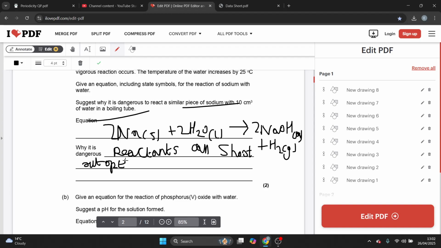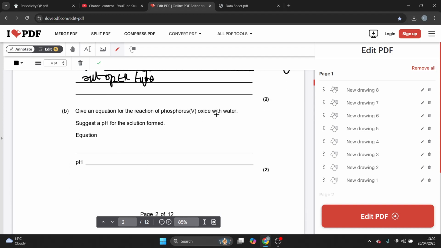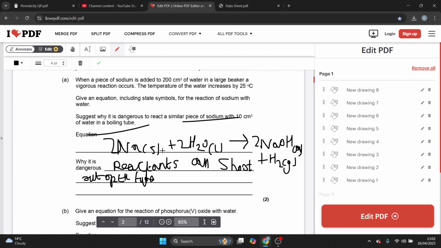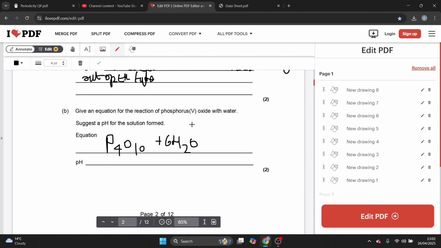Given the equation for the reaction of phosphorus(V) oxide, P4O10, with water. This is the equation you have to memorize: plus 6H2O. It doesn't ask me for state symbols. In the previous case it did, in this case it doesn't, so I don't need to include them. So then 4H3PO4. Suggest a pH for the solution formed: -1.